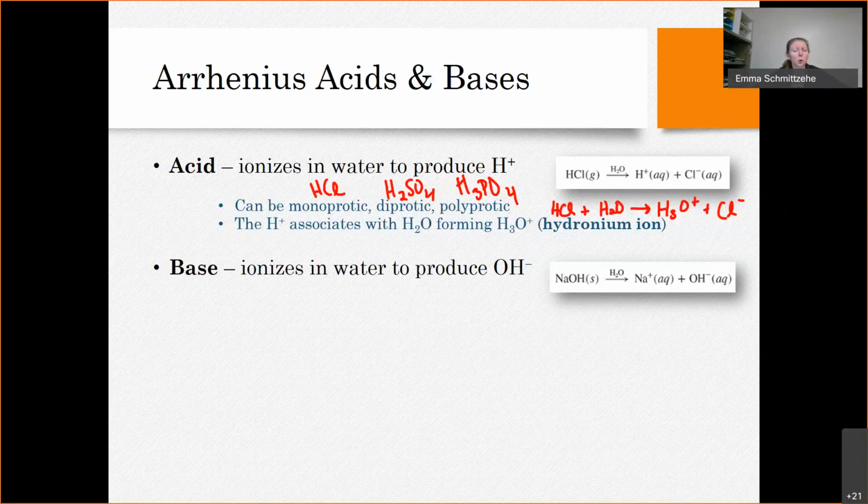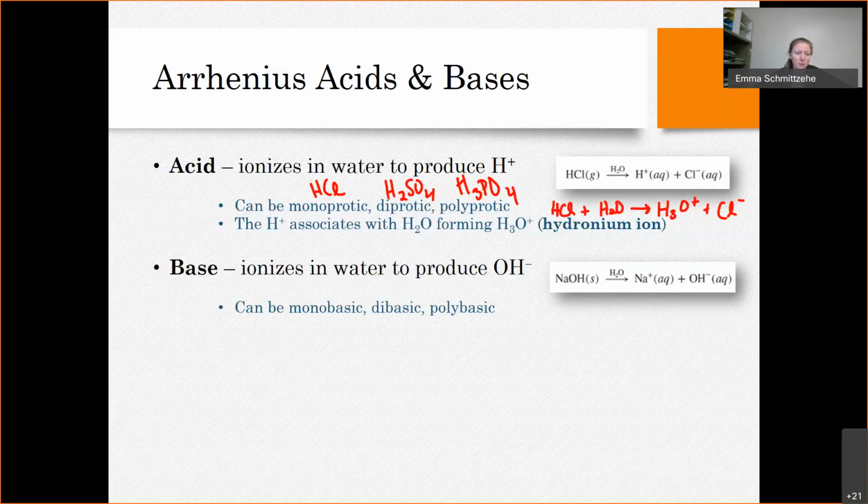Your book talks a little more about it. It actually can cluster even larger, but we'll just talk about it in terms of it associating with one water molecule. Sometimes you'll see reactions where people write it as H plus, and sometimes people will write it as H3O plus. Both of those are just an indication that a substance gave up an H plus. Okay, let's see. For your bases, we can use another system of generic terminology.